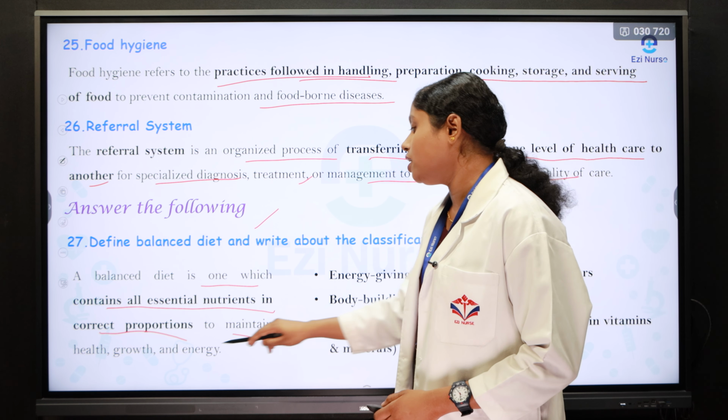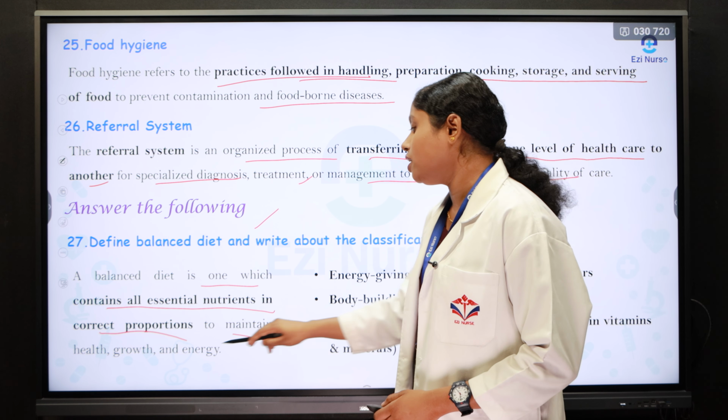Now let's discuss the 28th question. Write in detail about the Food Adulteration Act. What is the Food Adulteration Act? It means adding or mixing inferior, harmful or substandard substances in the food. So when food is mixed with inferior or substandard materials, it is known as food adulteration.